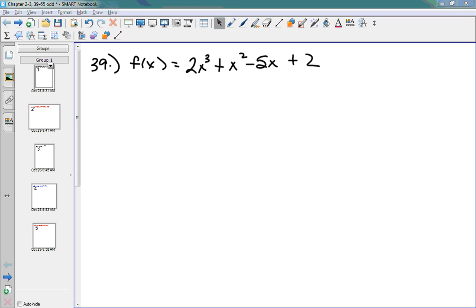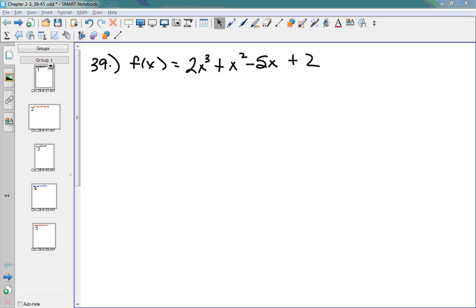Okay, homework tonight is 39 through 65 odd, section 2-3. So let's do a couple of each section so you know what you're doing. Are you ready? 39 through 44. The directions say verify the given factors of the function f.